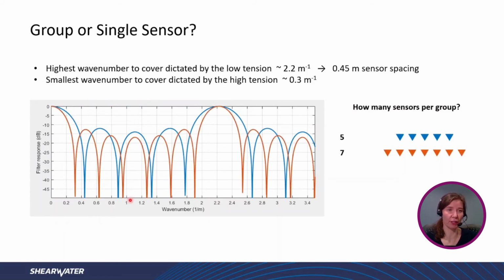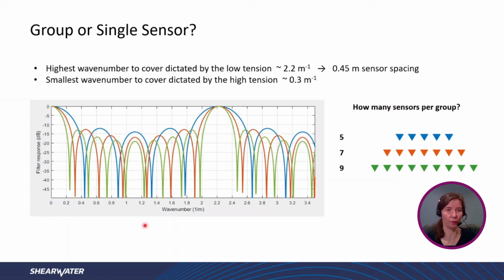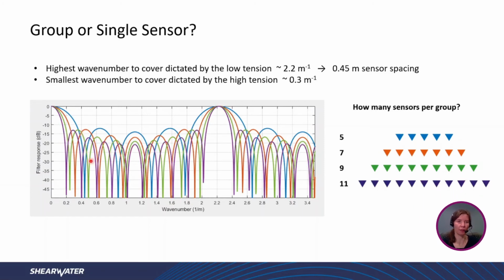7. So now we have 7 in a group. Well, that looks better at 0.3. So now we are at about 15, maybe 20 dB noise attenuation. But this second lobe is not really desired. So let's add another 2, 9 sensors. That looks okay, but it's still not great. Let's be generous. Let's try 11 sensors. That's not too bad now. But is it actually good enough?